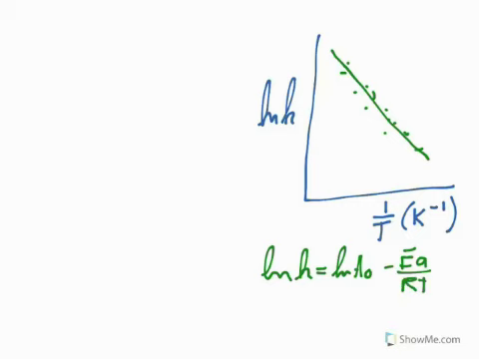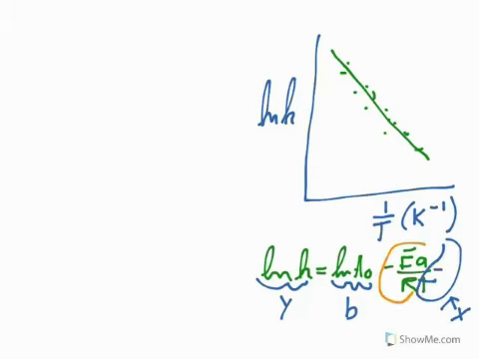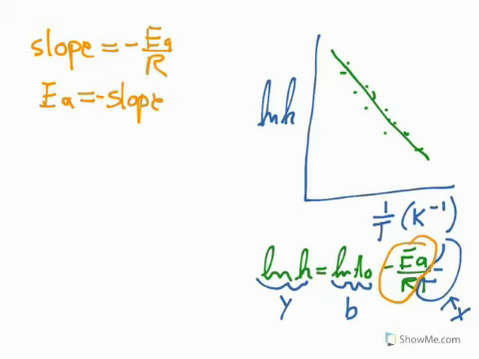This is the form y equals mx plus b. This is y. This is the intercept b. 1 over T is x. That's 1 over T. And the slope is negative E sub A over R. So the slope is equal to negative E sub A over R, so we can solve for E sub A: negative slope times R. We also can find A naught.